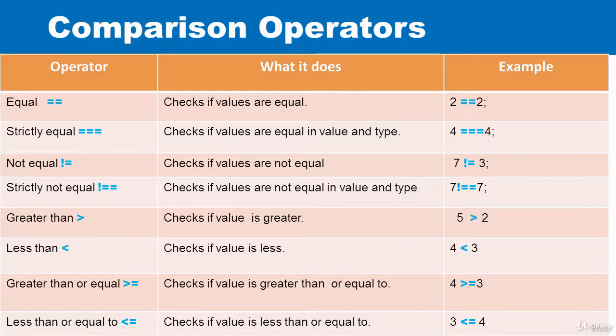You can also use the greater than or equal to, which is represented by the greater than sign and the equals sign. What that does is check if the value is greater than or equal to. The less than or equal to is represented by the less than symbol and the equals sign. This checks if the value is less than or equal to. So I'm going to jump into the console now and give you some basic examples of these comparison operators.